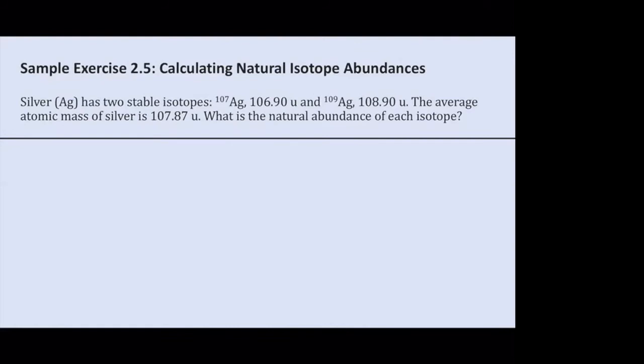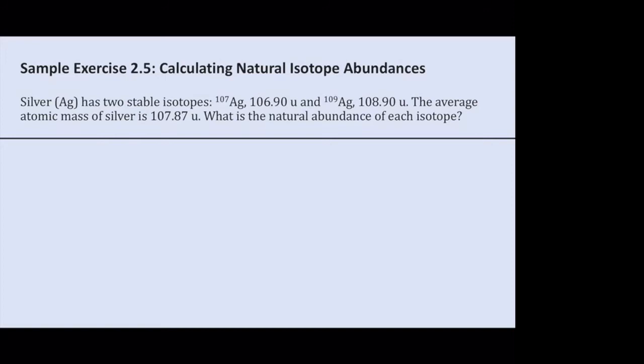So here's one. Silver has 2 stable isotopes. Silver 107, that's its mass number. You notice the atomic mass is actually slightly different. That's why I made that correction on the one slide. And silver 109. This one's even harder because I've given you no percentages. This is the one from your book, sample exercise 2.5. We have the atomic mass, that's straight from the periodic table, but now we have no abundances.